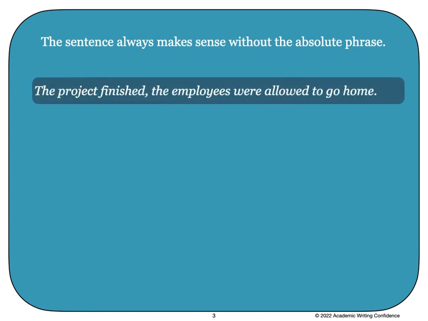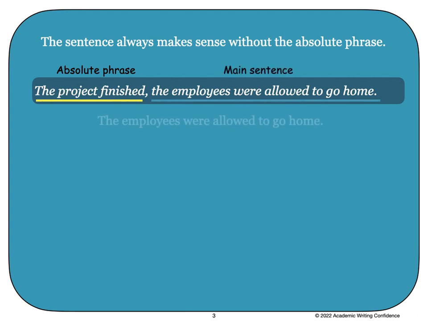Let's look at this sentence again. The project finished, the employees were allowed to go home. The absolute phrase in this sentence is the words, "the project finished." The main sentence is, "the employees were allowed to go home." The sentence, "the employees were allowed to go home," makes sense without the absolute phrase. The phrase explains or modifies more about when the employees were allowed to go home. This is what an absolute phrase does in a sentence.